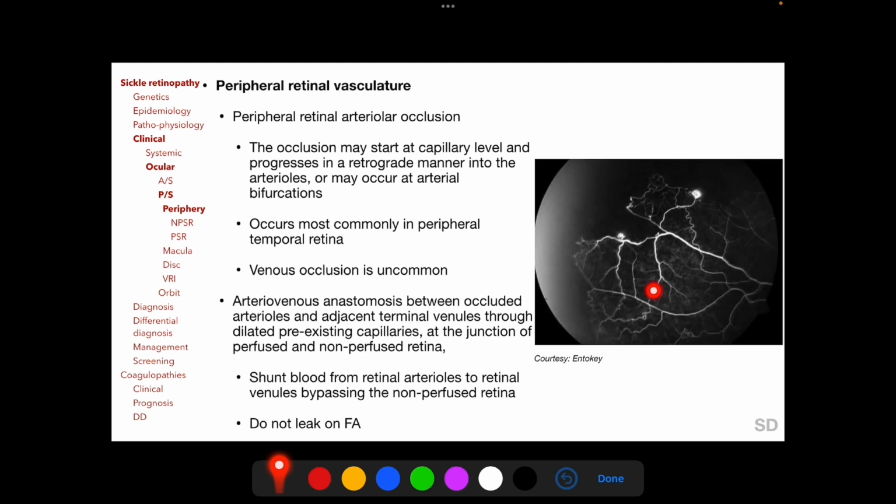This fluorescein angiogram shows peripheral retinal arterial occlusions, resulting in termination of dye transit prior to reaching the extreme peripheral retina. Arteriovenous anastomoses, as seen here in this fluorescein angiogram, are dilated pre-existing capillaries which connect occluded arterioles with adjacent terminal venules at the junction of perfused and non-perfused retina. Arteriovenous anastomoses do not leak on fluorescein angiography.